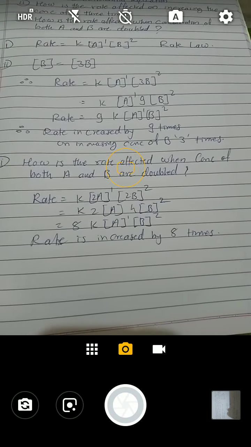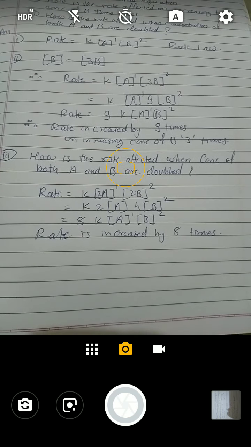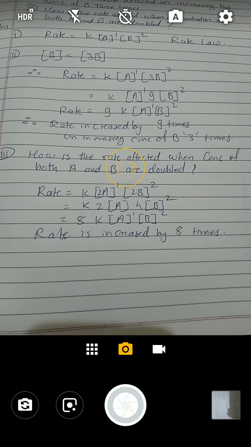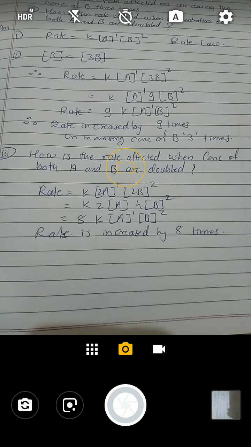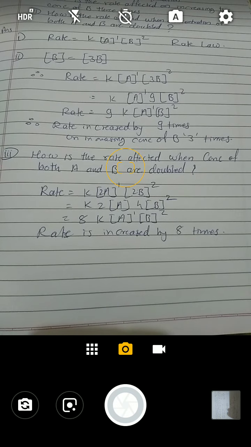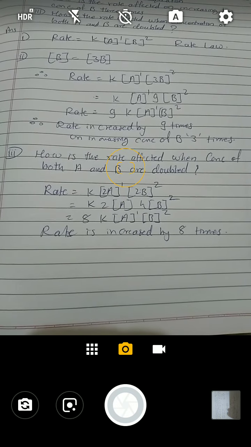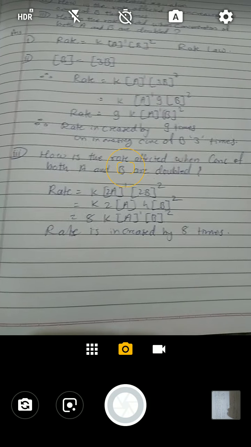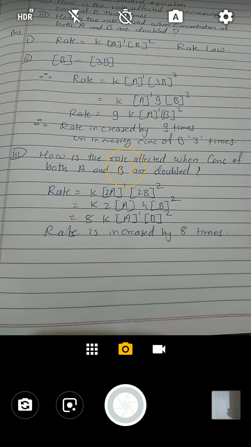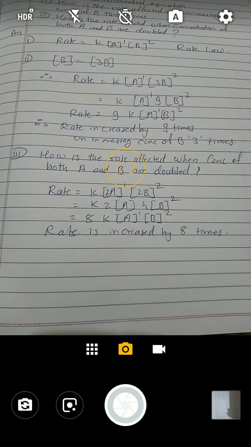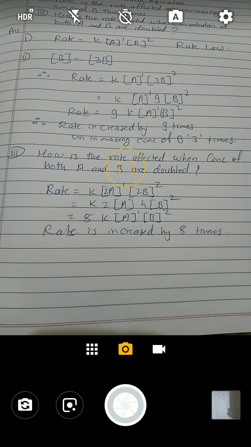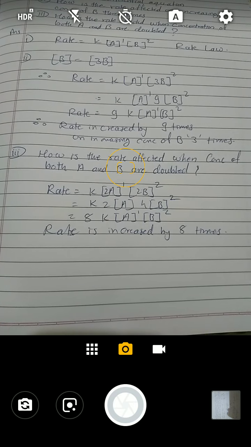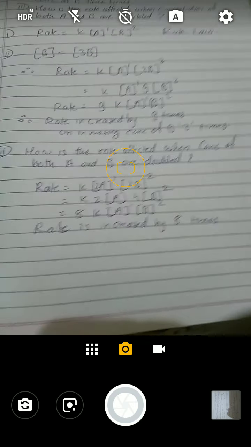Now the third condition: how is the rate affected when the concentration of A and B is doubled? If I increase the A concentration to 2A and B concentration to 2B, then the power of 2A is only 1, and the power of 2B is 2. So 2 into 2 is 4, and 4 into 2 is equal to 8. So 8K A raised to power 1 and B raised to power 2. Therefore the rate of reaction is increased by 8 times. Okay, thank you.